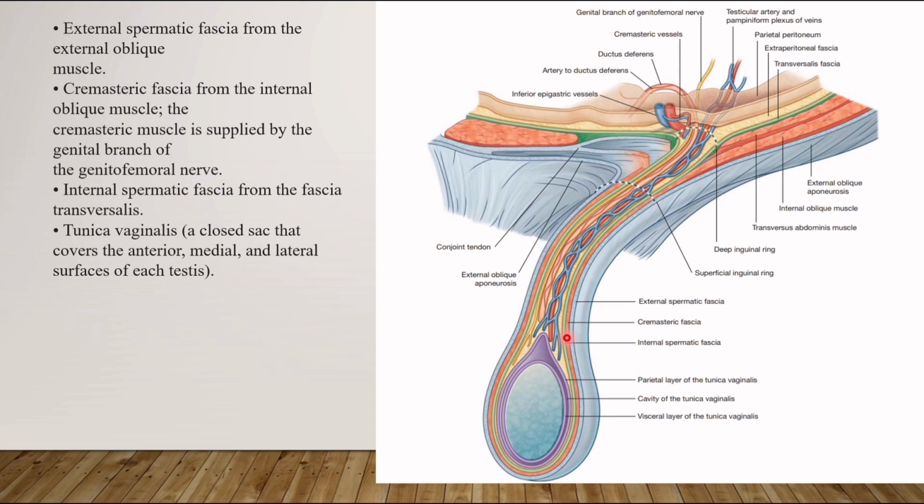So another thing to note is that the cremasteric fascia, as I said, is a continuation of the internal oblique. The cremasteric fascia and muscle are supplied by the genital branch of the genitofemoral nerve.